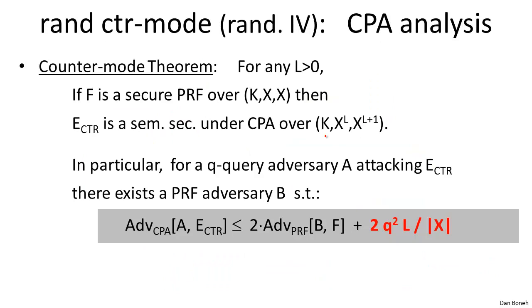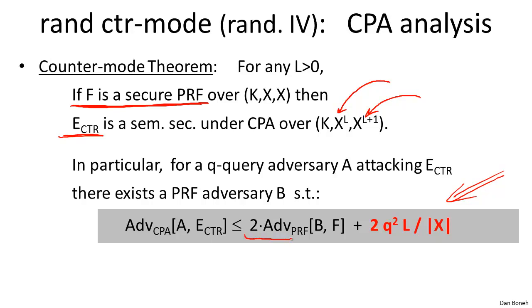By now you should be used to these kinds of theorems. Basically, we are given a secure PRF. What we end up with is an encryption scheme, which we'll call E sub CTR, E sub counter mode, which is semantically secure under a chosen plaintext attack. It encrypts messages that are L blocks long and produces ciphertexts that are L plus 1 blocks long, because the IV has to be included in the ciphertext. This is for randomized counter mode. The error bounds are stated over here. It's basically the same bounds as in the case of CBC encryption.